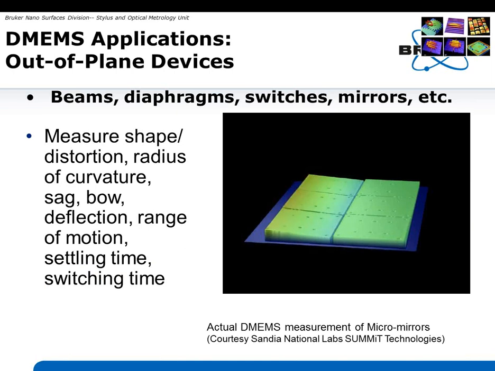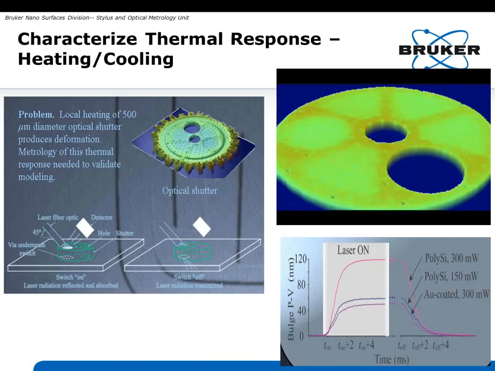Just another example, for beam deflectors. Here we were looking at a series, and what we were trying to do was evaluate crosstalk between mirrors. We could activate multiple mirrors at once, as you see here. We also did tests doing one mirror at a time to see whether there was electrical or mechanical coupling between one device and the next. And here we characterize sag, bow, deflection, overall range of tilt motion, things like that.